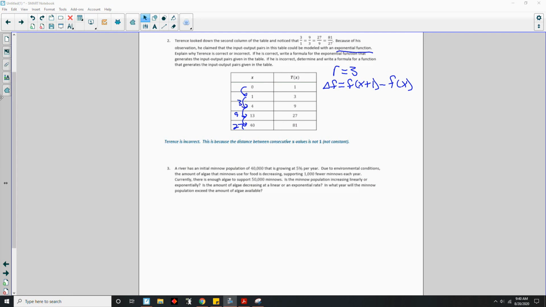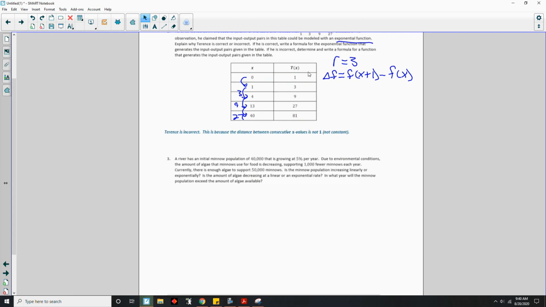Okay. So just because we had a common quotient, do not assume automatically that it's exponential. Check your x values. They have to increase by 1 while these have a common ratio.